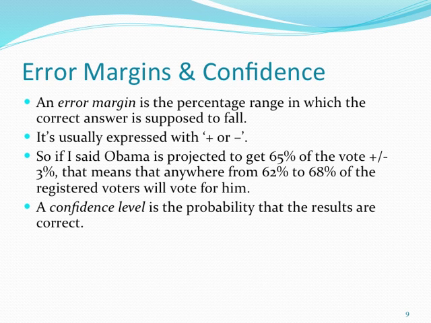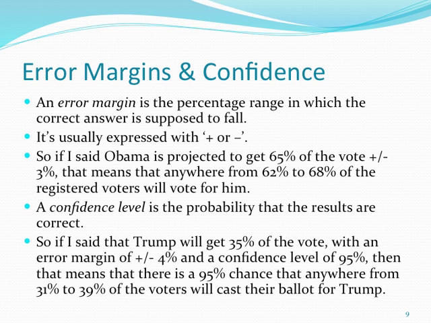So confidence level, you want to be 95% or higher. Remember, Donald Trump was running for the Republican ticket at one point. And let's say we were working on the poll for him, and it turned out that the poll said he's going to get 35% of the vote. The error margin is plus or minus 4, and the confidence level is 95%.